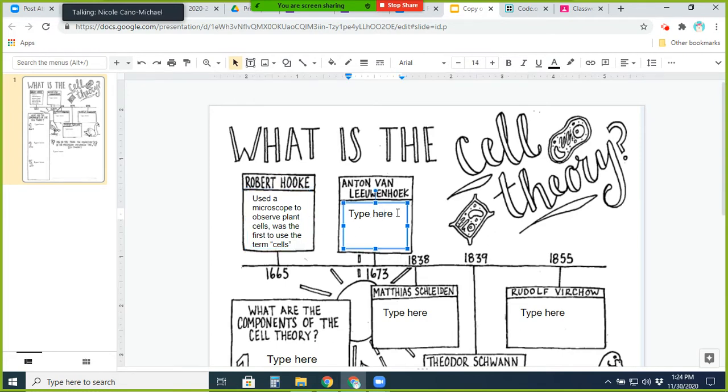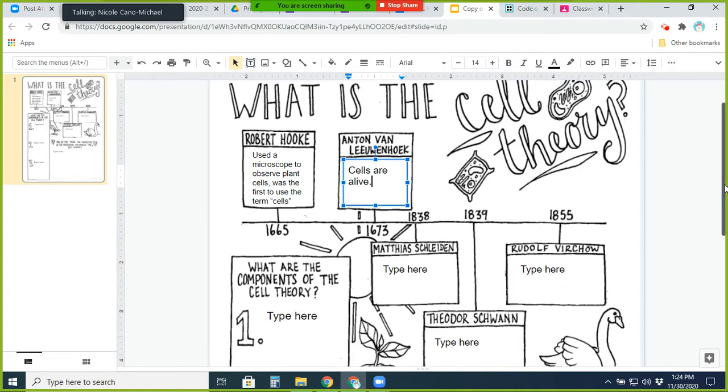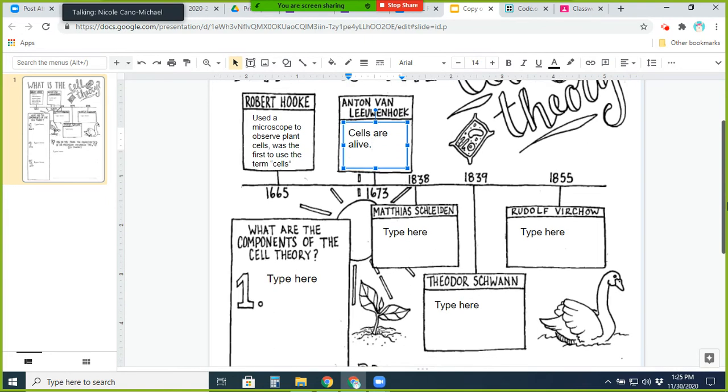About 8 years later, along comes a guy by the name of Anton van Leeuwenhoek. All right, so he doesn't look at plants; he looks at pond water. And again, Van Leeuwenhoek is using a very, very simple sort of beginning microscope, not very sophisticated at all. But what he does notice is that cells are alive. So he's looking at pond water. So he sees a bunch of little things swimming around, living their best life, eating, moving, etc. So that is his contribution to cell theory.